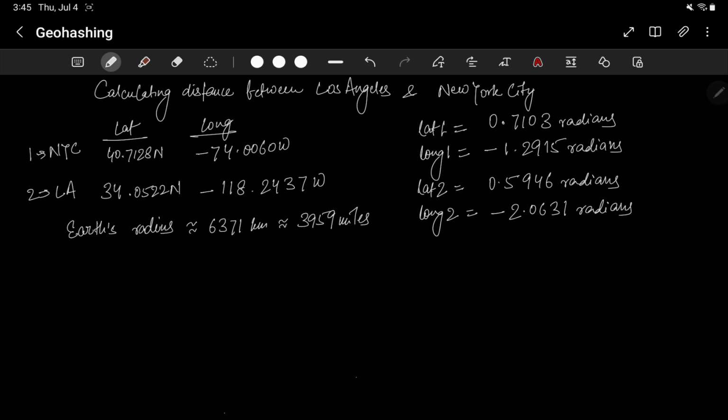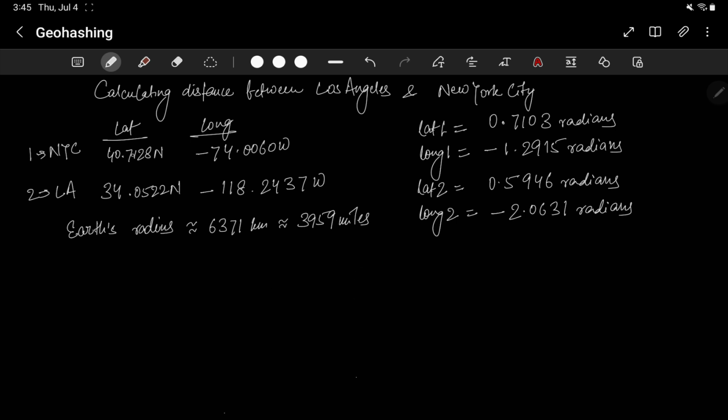I think I made a mistake. I said we'll multiply the latitude by 180. It's not. We will multiply the latitude or longitude, whichever it is, by pi and then divide it by 180, which will give us the radian value. Okay, this is how radian calculation is done. So if you want, you can verify it.